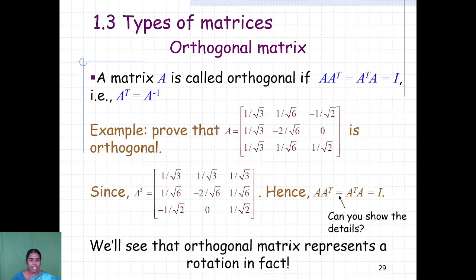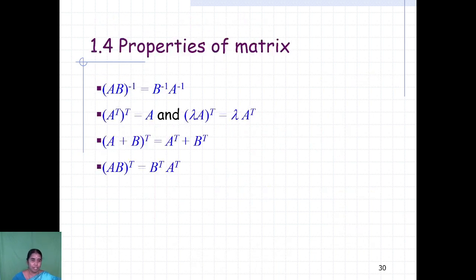Next, we prove whether the given matrix A is orthogonal or not. First, calculate A transpose. Transpose means we are interchanging our rows and columns. The first row and column are interchanged and we obtain A transpose. Then calculate A times A transpose and A transpose times A. Both are identity matrices. Therefore, the given matrix is an orthogonal matrix.